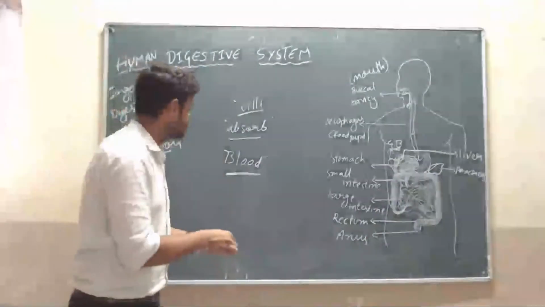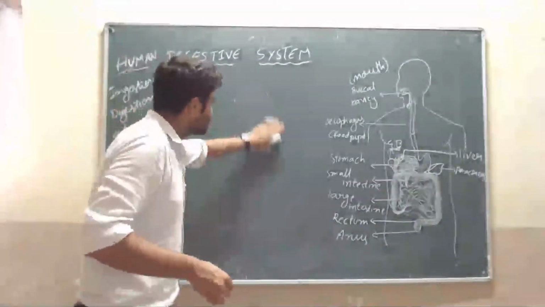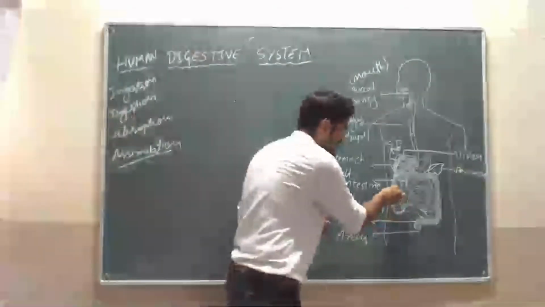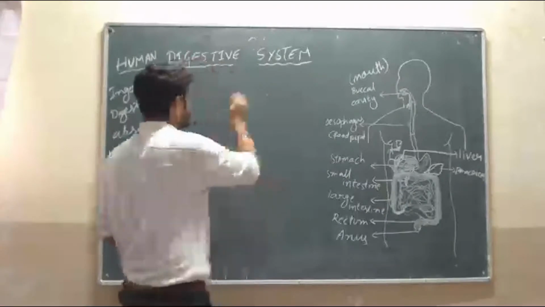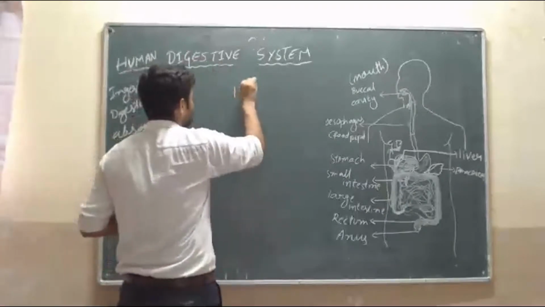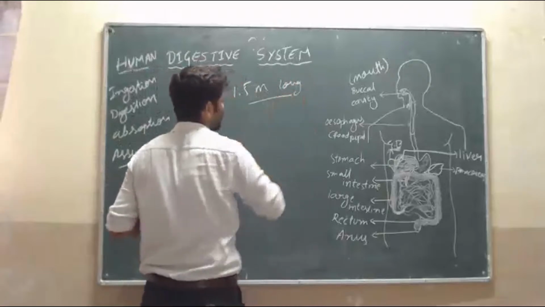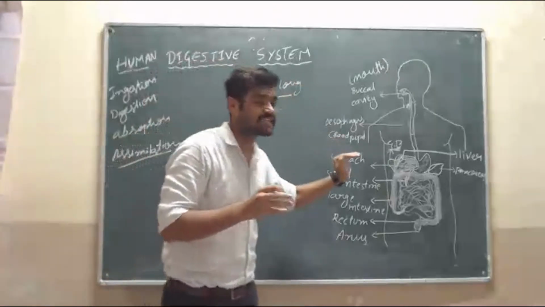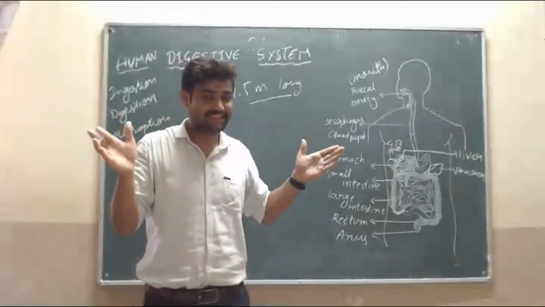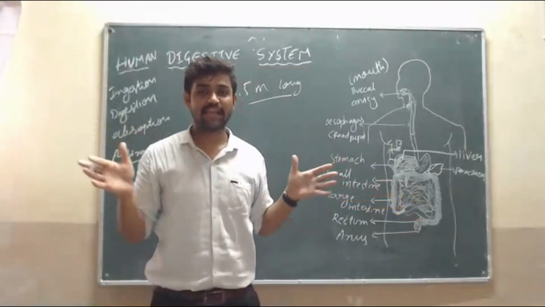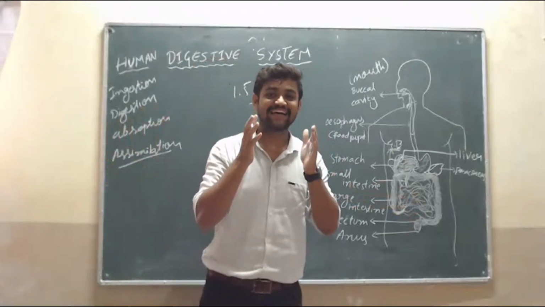Is it understood? This is the absorbed food delivered to the body, and the undigested food enters into the large intestine. The large intestine is almost 1.5 meters long. But why is it called large? Because of its width. As compared to the small intestine, its width is larger. That's why it is called the large intestine.